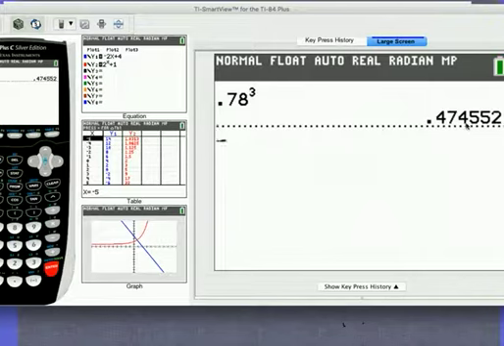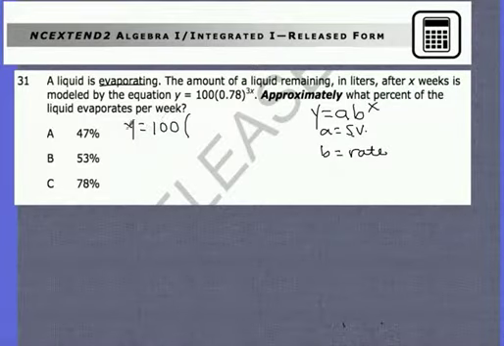To make it easier on us, we are going to round to the second place after the decimal, which means we're going to look at the third place and see if it's 5 or bigger. If it is, we'll bump up the 7. But when we look at the third place, it's a 4, so we're going to leave the 7, which means that we're going to rewrite our equation as y equals 100 times 0.47 to the x, because we've taken care of that 3 when we raised that 0.78 to the third power.